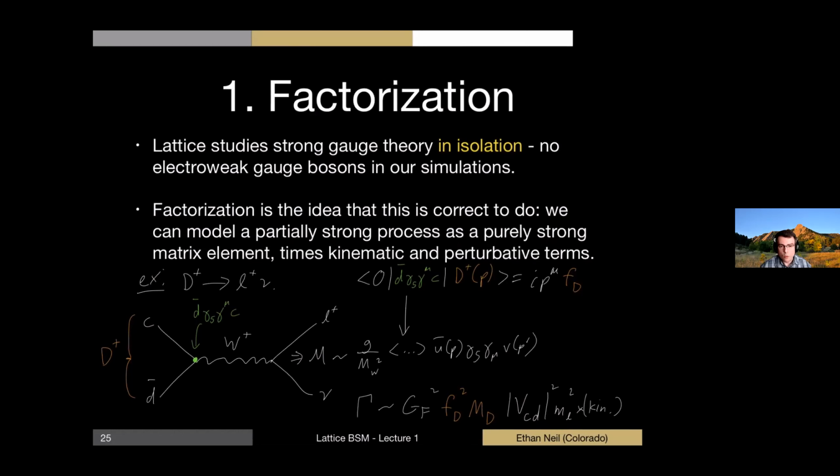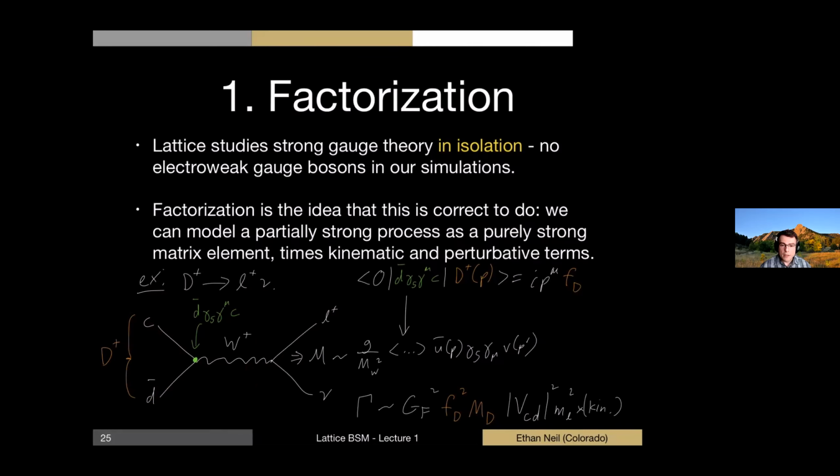Okay. So one of the classic simple examples of this is heavy flavor decay. So say D plus to L plus nu. Microscopically, this is mediated by a W boson. So this is the Feynman diagram I draw for this at tree level. c d-bar goes to L plus nu through a W boson. But we know that the initial state is not actually a scattering state of two free quarks, it's a D meson. It's a bound state of those two quarks.